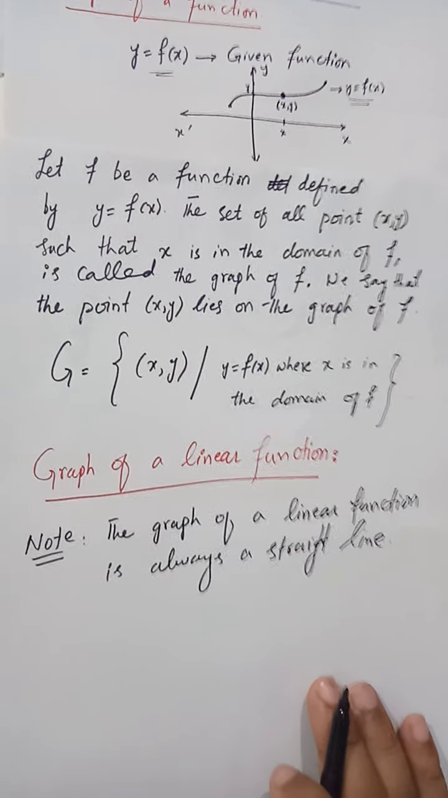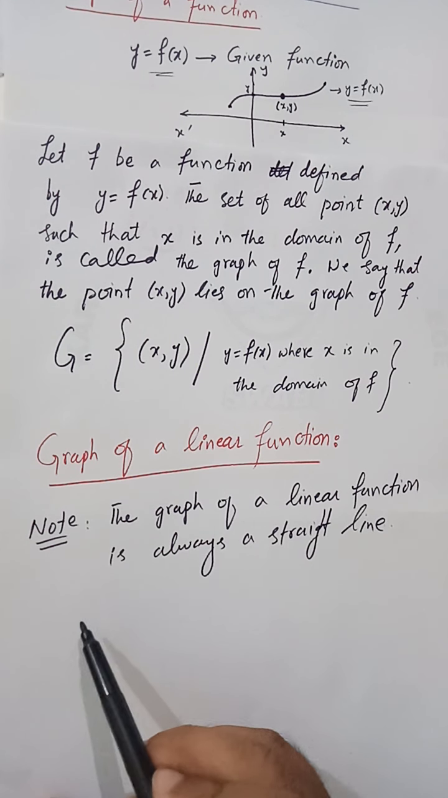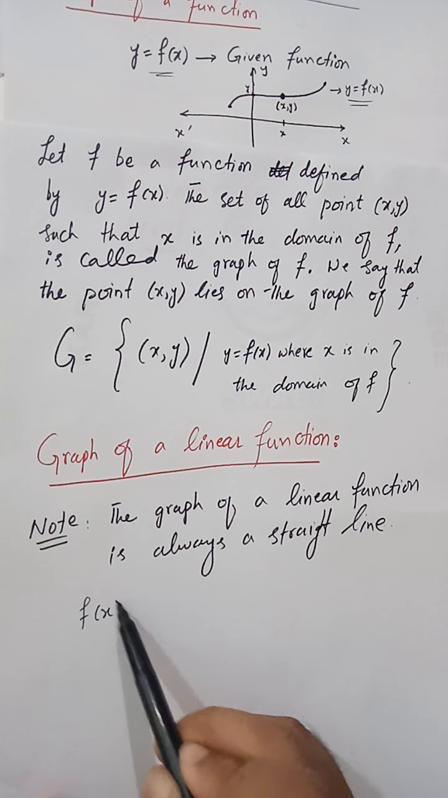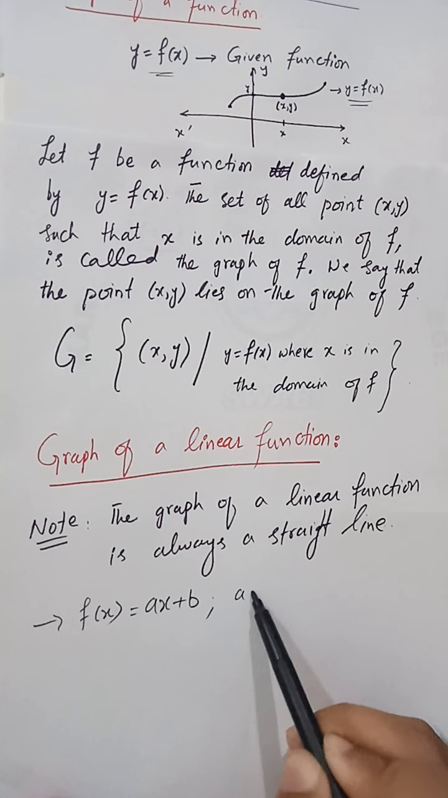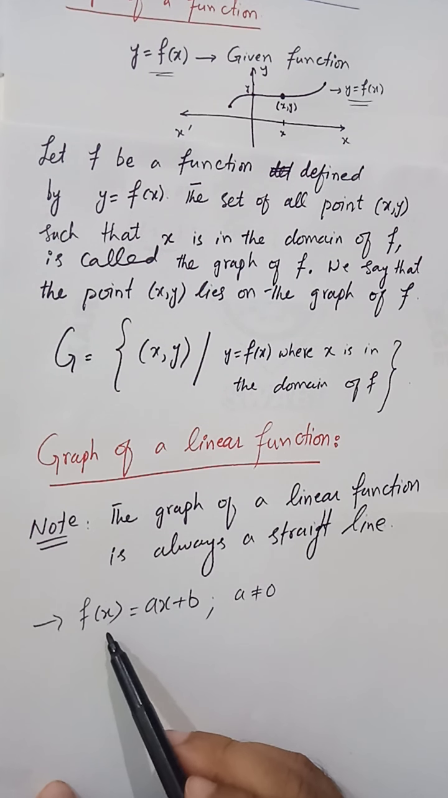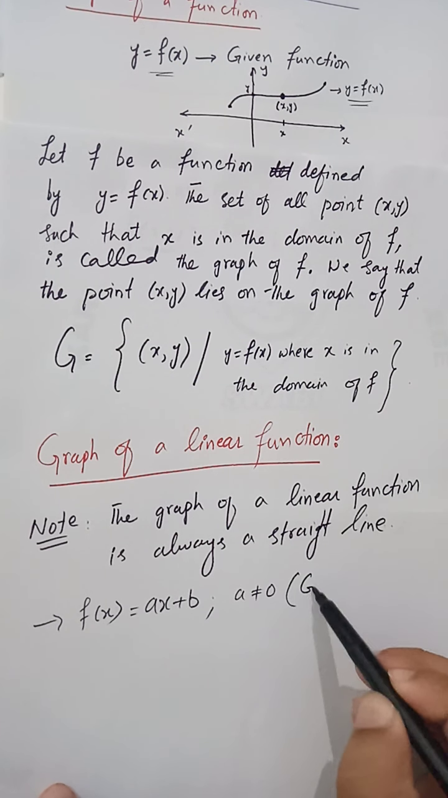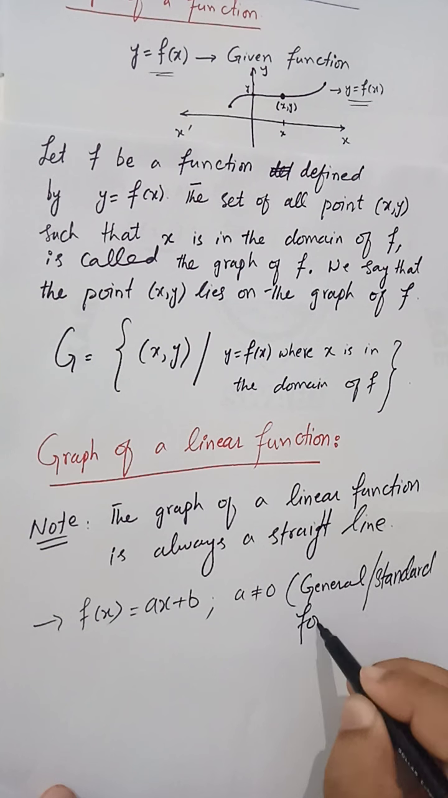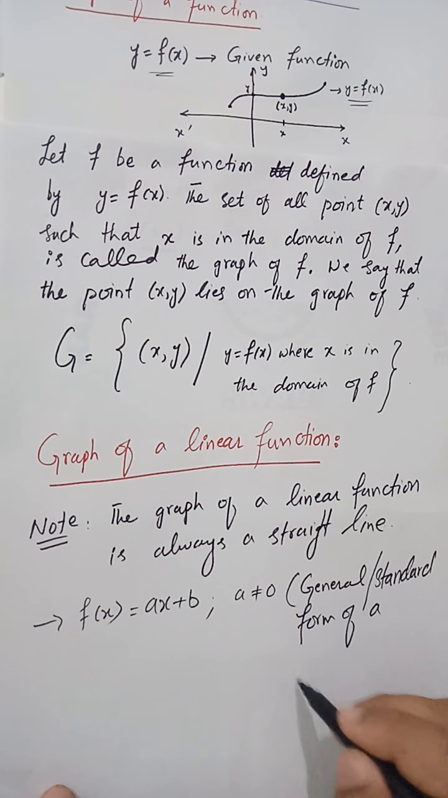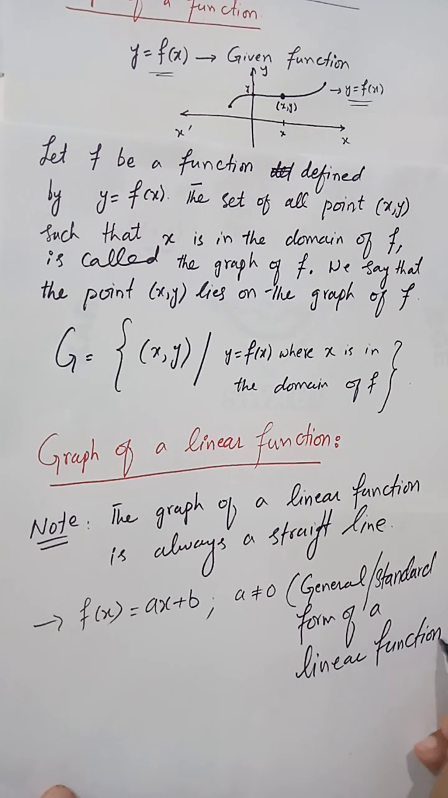So that's why I am taking an example. Let's say, in general form, the linear function f of x is equal to ax plus b, where a is not equal to 0, x is your domain argument, and a, b are constants. So this is the general or standard form of a linear function.